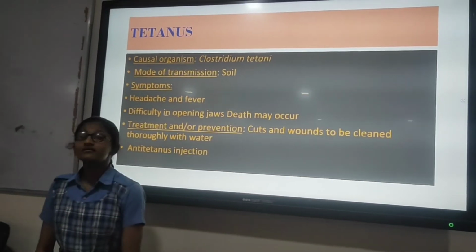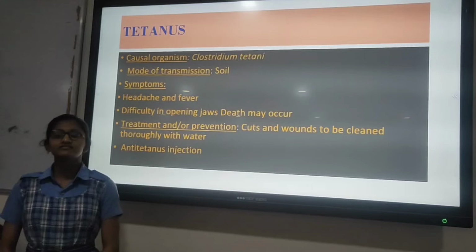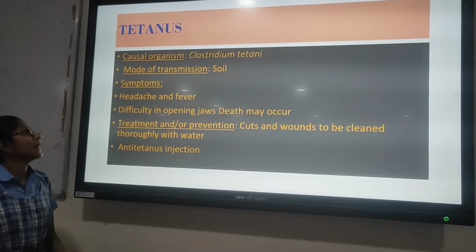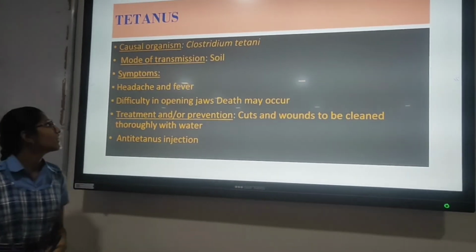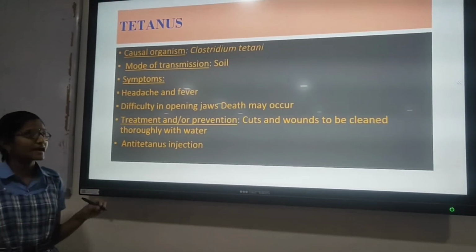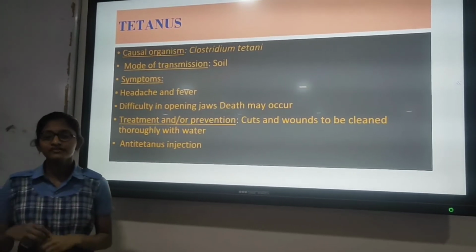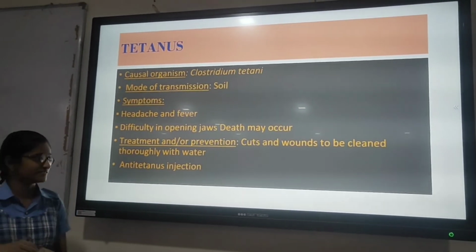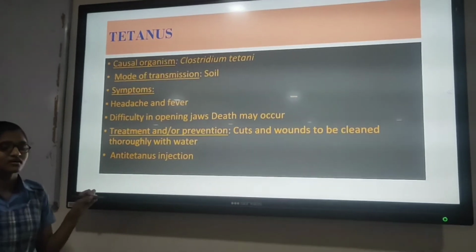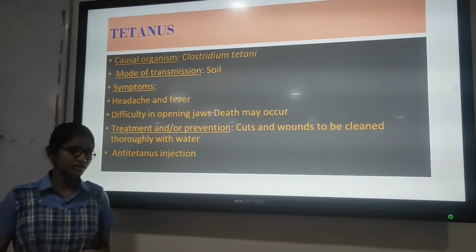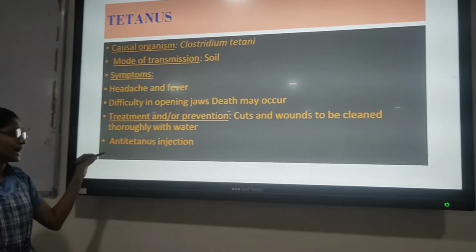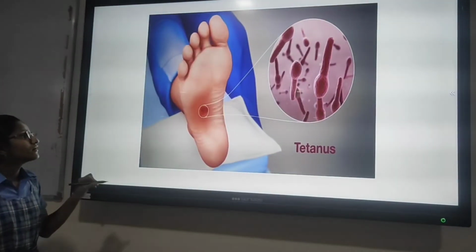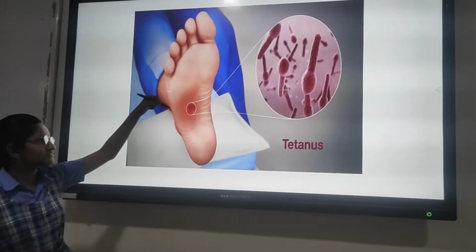And this is one more disease called tetanus. Tetanus is caused by the bacteria called Clostridium tetani, and it can be transmitted through wounds. Symptoms are headache, fever, and difficulty in opening the jaws, and death may occur, meaning it is a fatal disease. For treatment and prevention, cuts and wounds should be cleaned thoroughly with water, and an anti-tetanus injection should be taken. Here you can see the tetanus disease.